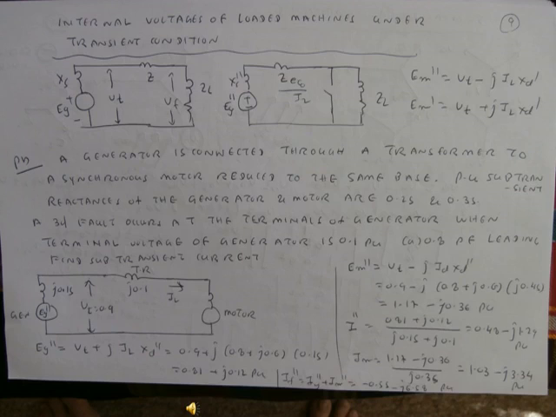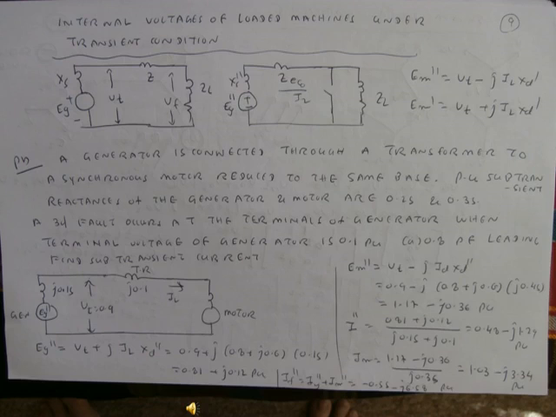So we write down the equation E_g double dash is equal to V_t plus J I X_g double dash. That will be 0.9 plus J (0.8 plus J0.6) multiplied by 0.15. So that will be 0.81 plus J0.12 per unit. E_m double dash is equal to V_t minus J I X_d double dash. So that will be 0.9 minus J (0.8 plus J0.6) multiplied by J.45. So that will be 1.17 minus J0.36 per unit.